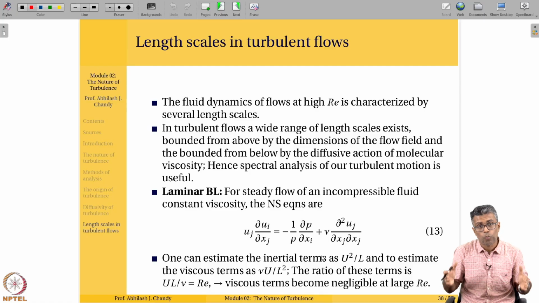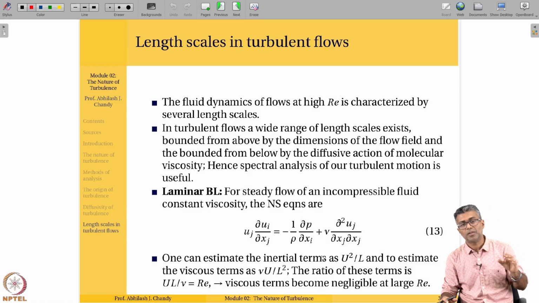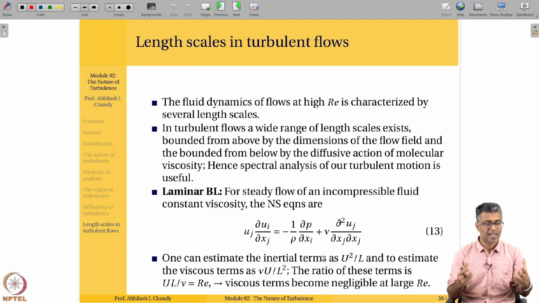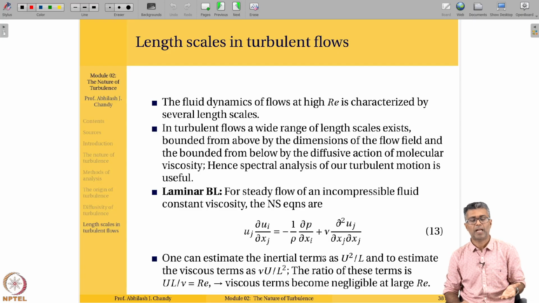So because you have a wide range of length scales, you will actually need a spectral analysis to make sense out of everything, right? You have multiple length scales, multiple time scales, you have multiple frequencies. A spectral analysis is required.